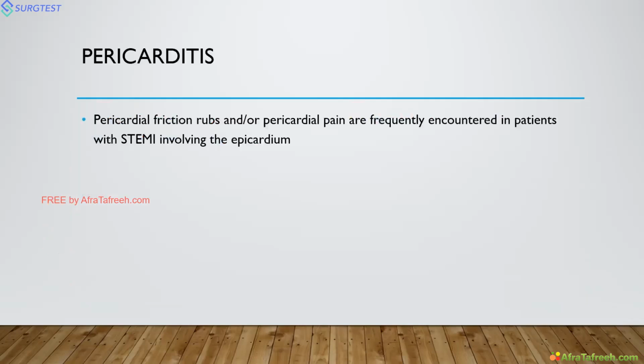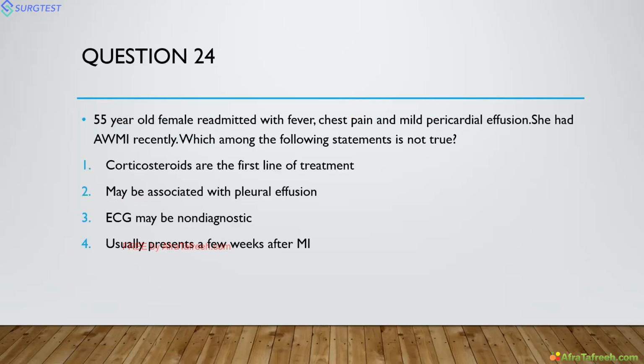Then pericarditis. Coming to the last question: a 55-year-old female readmitted with fever, chest pain, and mild pericardial effusion. She had an anterior MI recently. Which of the following statements is not true? This is the last question for the day. Most of you have answered correctly. Very good. Corticosteroids are not the first line of treatment. So what is this syndrome called?